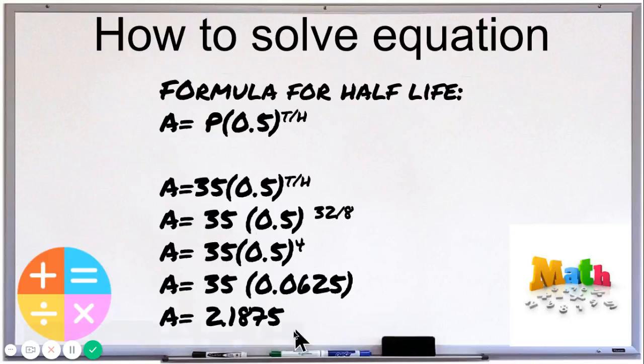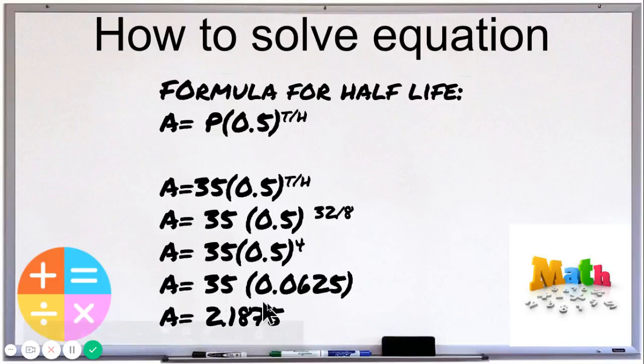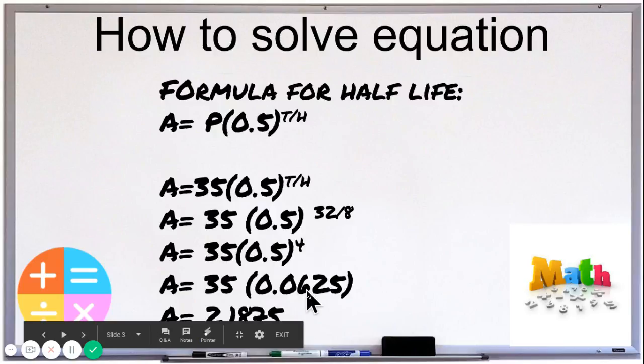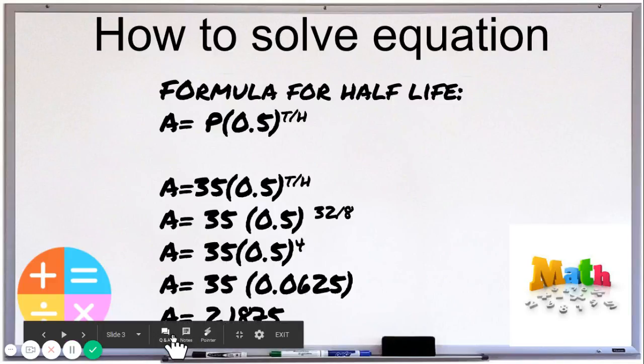After plugging in the numbers, you should have the equation A equals 35 in parentheses 0.5 to the power of 4. You can use a calculator to solve the problem or do it on paper. We raise 0.5 to the 4th power, which equals 0.0625. Then you multiply that by 35, which equals 2.1875.